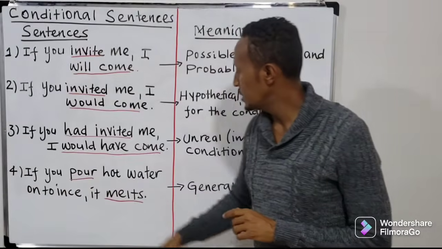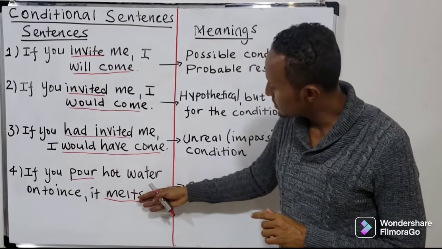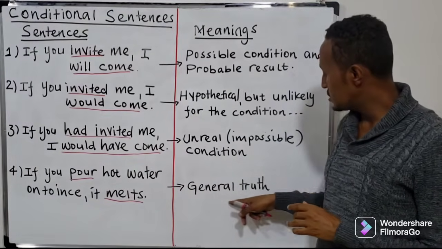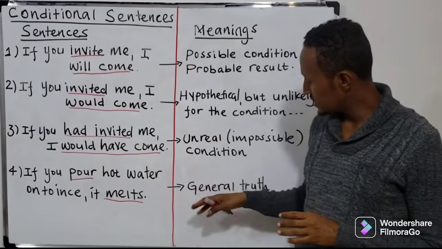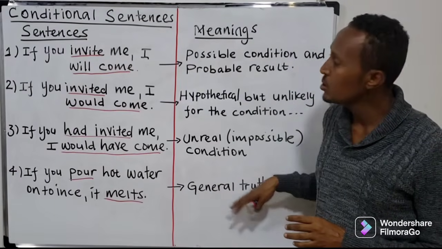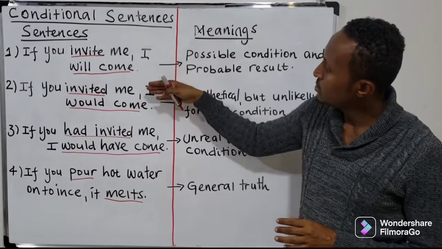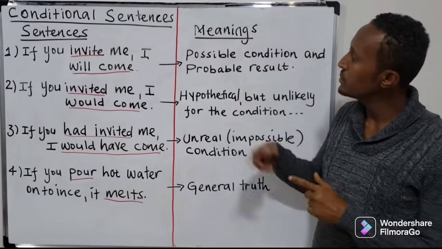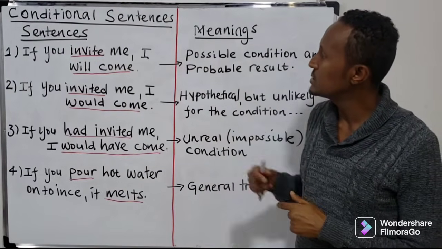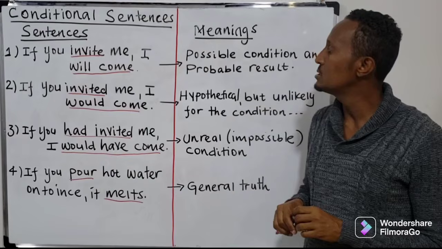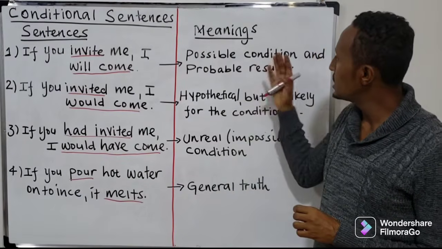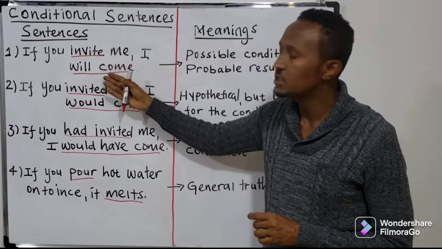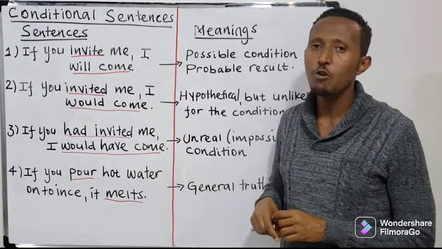If we look at the fourth one, we put simple present in both cases in a conditional sentence if that sentence is a general truth or universally accepted truth. So depending on the kind of tense pattern we have, the meanings also vary. So whenever we want to apply conditional sentences in our day-to-day communications, we need to think about the meanings properly. And also we need to think about the differences of each conditional sentence in terms of form.